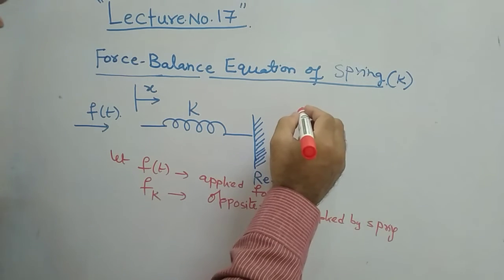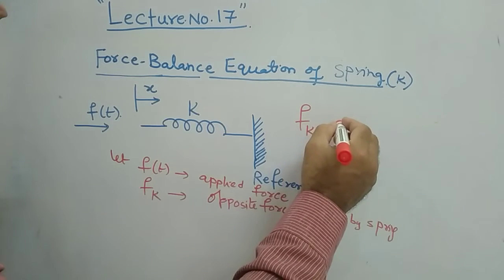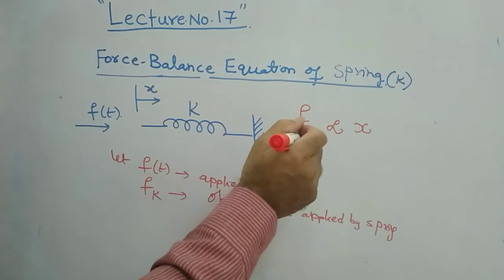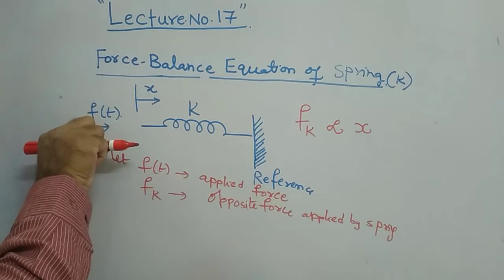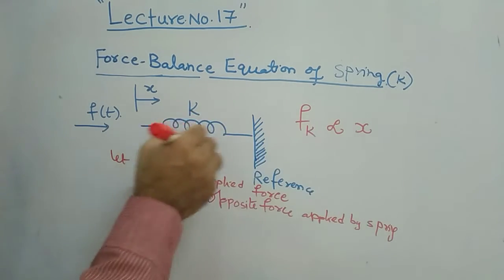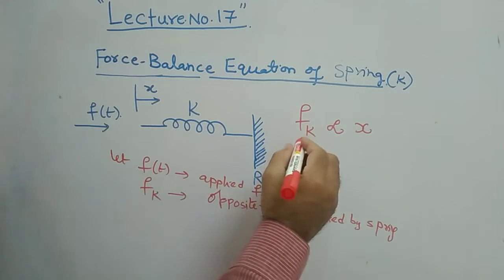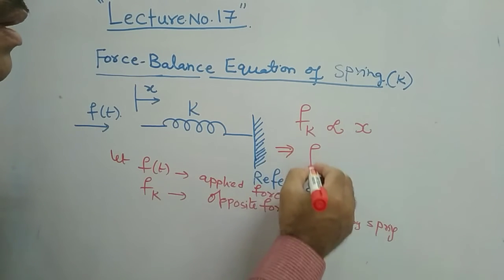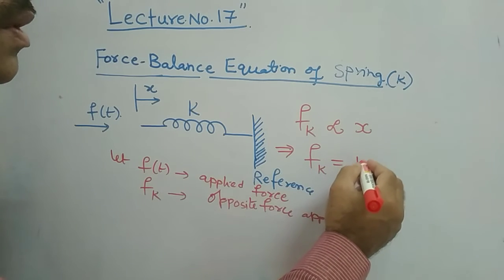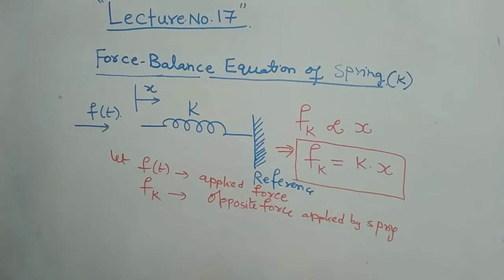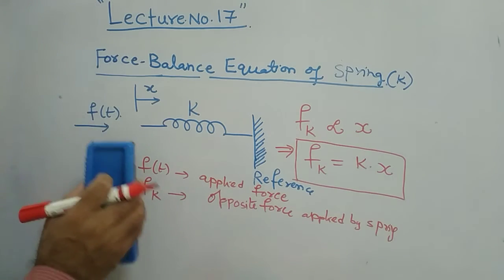However, x is the displacement. Now, this force Fk is directly proportional to the displacement. Fk is the opposite force offered by the spring to the applied force, so Fk is proportional to x. If you remove the proportionality, you can write Fk is equal to k into x. This is a very important thing. Therefore, obviously this Fk is almost equal to your applied force. Therefore, you can write F is equal to Fk is equal to k into x.